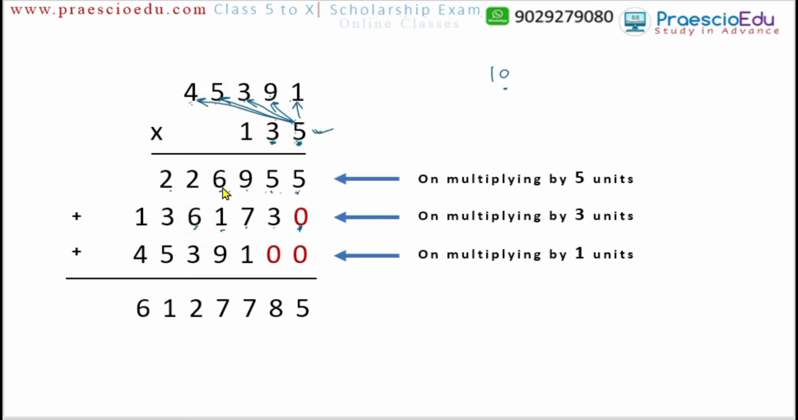So 6 will be here and 1 will carry for the next multiplication, meaning 3 multiplied by 4, 12, 12 plus 1 comes to 13. There is no other digit, so we will keep 13 as it is.